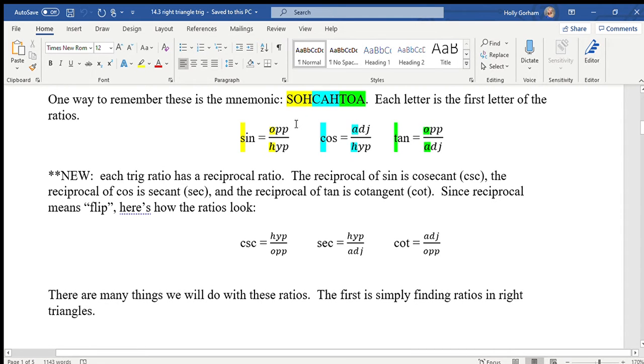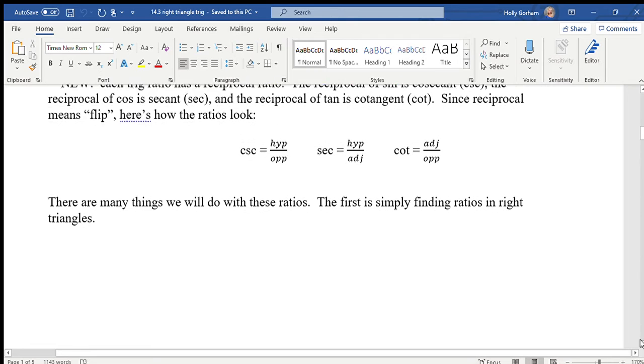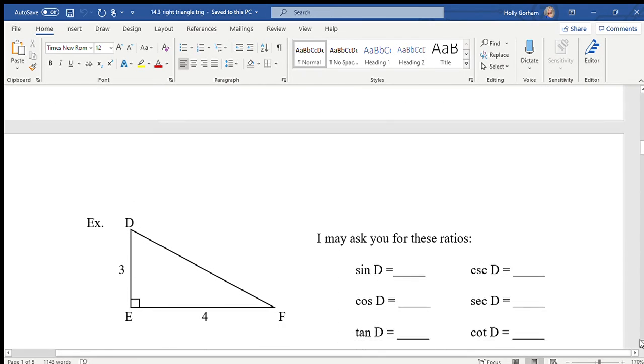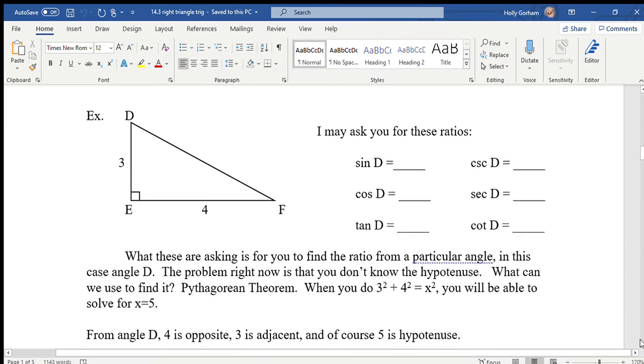So if sine is opposite over hypotenuse, then cosecant is hypotenuse over opposite. If cosine is adjacent over hypotenuse, secant is hypotenuse over adjacent. If tangent is opposite over adjacent, cotangent is adjacent over opposite. And there are a lot of things that we learn to do with these ratios, the first being just writing ratios themselves. And remember, ratios are just fractions, so that's what we're looking for.